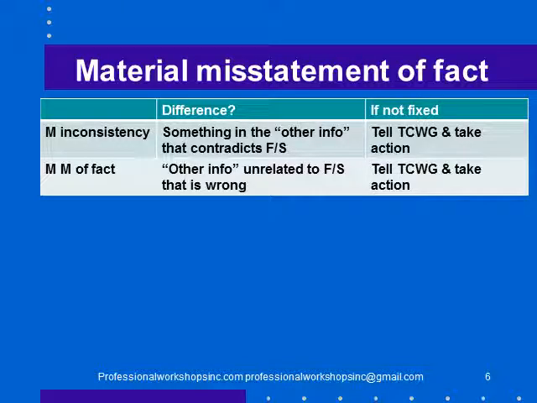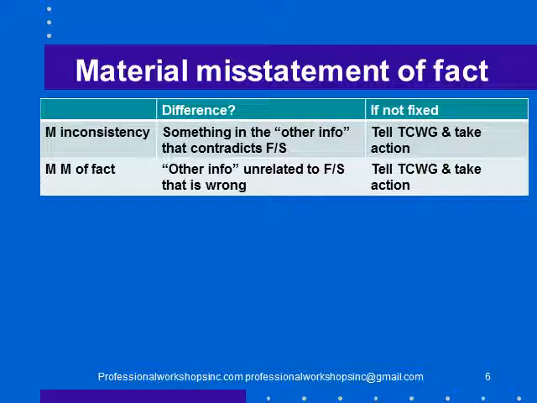Now, there's a second thing in this section. There's a very subtle distinction, and I really don't care. If I conclude that something is wrong, I want it fixed. And the subtle distinction is a material inconsistency, and that is something in the other information that contradicts something in the financial statements. And if it's not fixed, you tell those charged with governance and take some action.